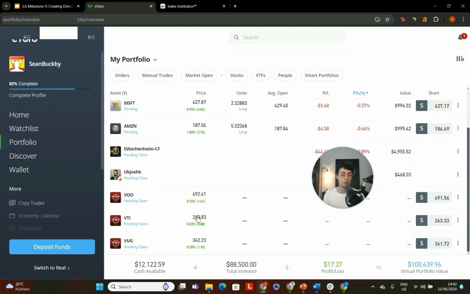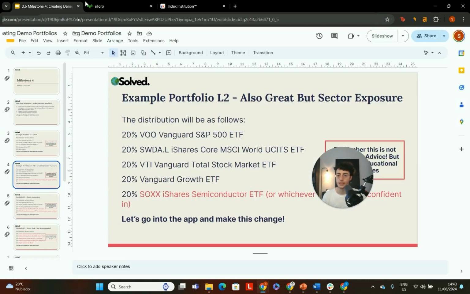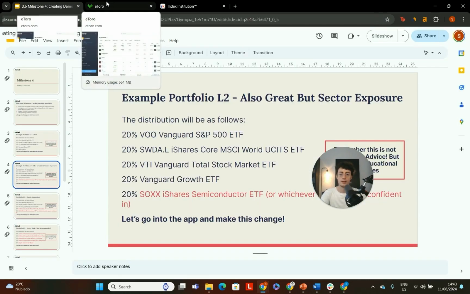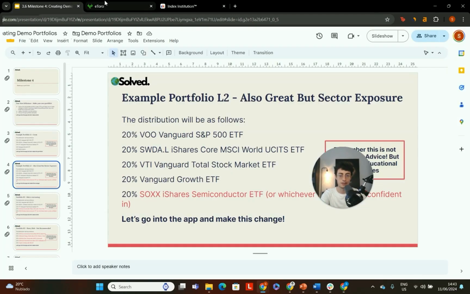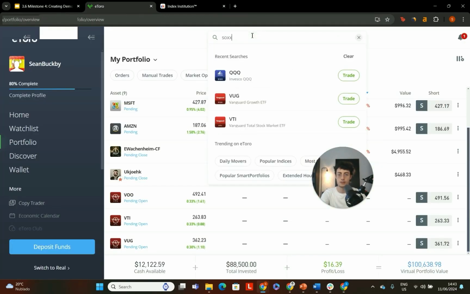Obviously, if you made that order while the market was open and then immediately went through, you can just close and sell the position. But in this case, since it wasn't open yet, we can just cancel it. Anyways, now we have the cash available to us. And what we're going to do is we're going to go for the semiconductor, like the sector ETF that we're looking at. So SOX.